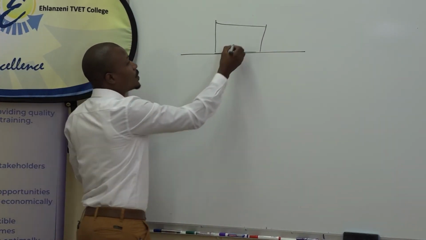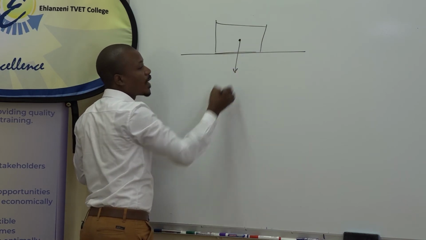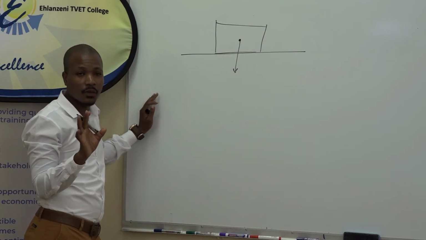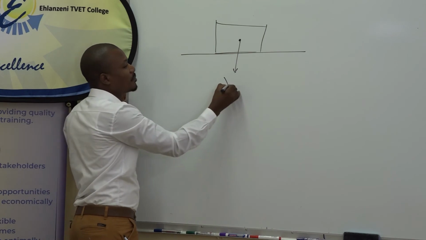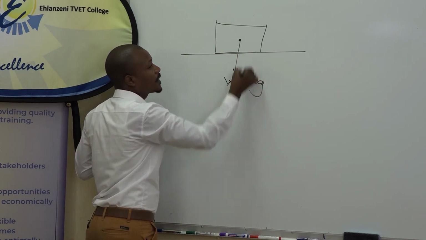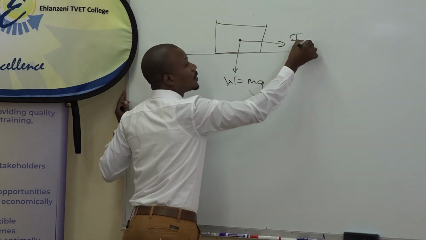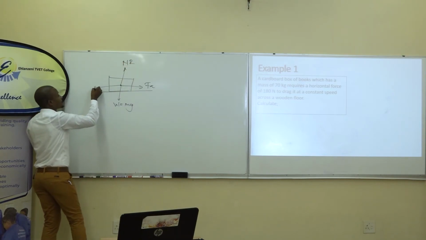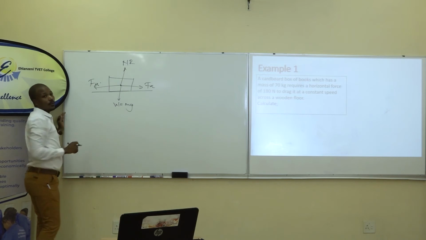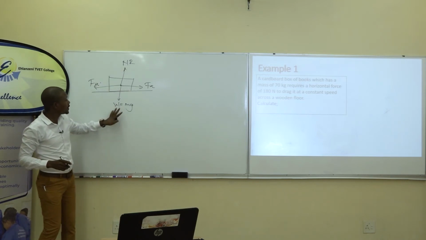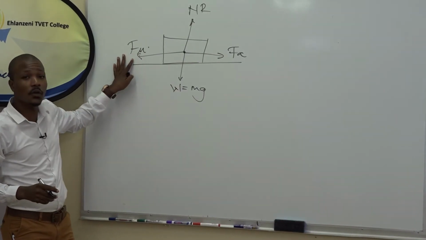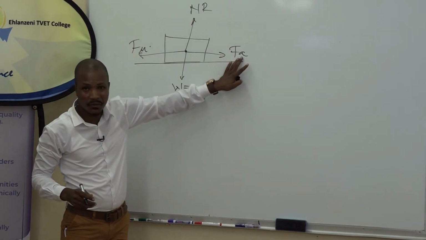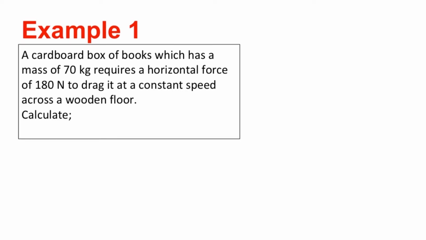Now, remember, we said this cardboard box, or whatever object is placed on a horizontal plane, will be affected by four forces, which are the normal reaction, the weight, the frictional force, as well as the applied force. But now we need to take our values as given there and apply them here.